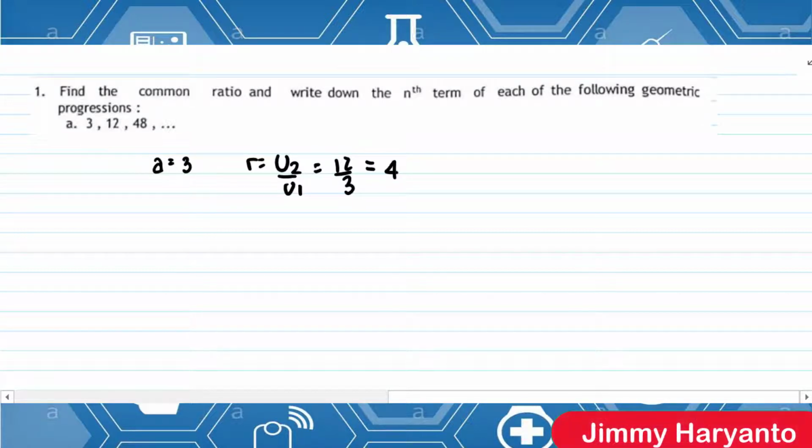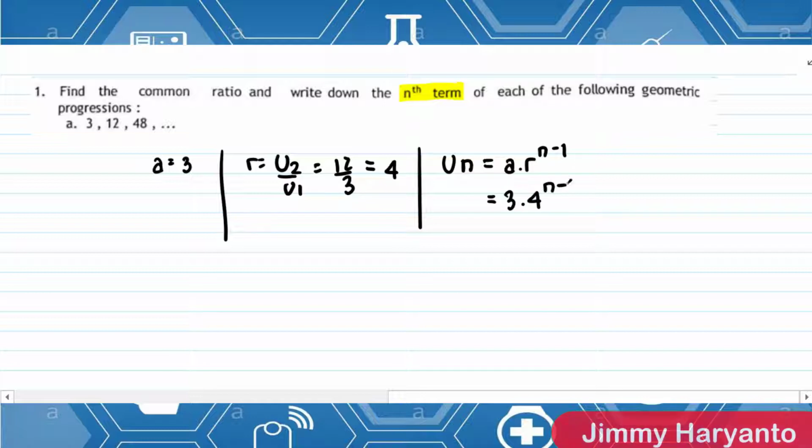After I get the ratio equals 4, I want to find the un, because the question wants us to find the nth term. That means we have to find the un. So un equals a times r to the power of n minus 1, equals 3 times 4 to the power of n minus 1. Just leave it like that. So this is the un and ratio for number 1a.